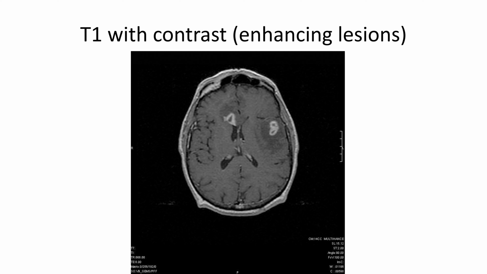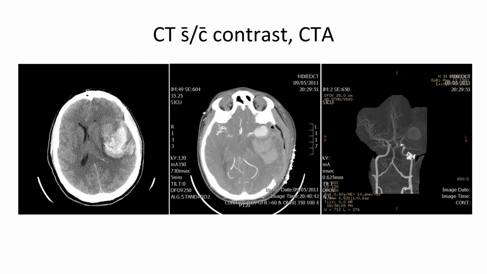Next is a T1 image, MRI, T1 with contrast. So again, you can see here some enhancing lesions. That gives it away that you've injected contrast. So these are from a lymphoproliferative disorder, in this case a classic B-cell lymphoma after organ transplant, but they could have also been other things like tumors and abscesses.